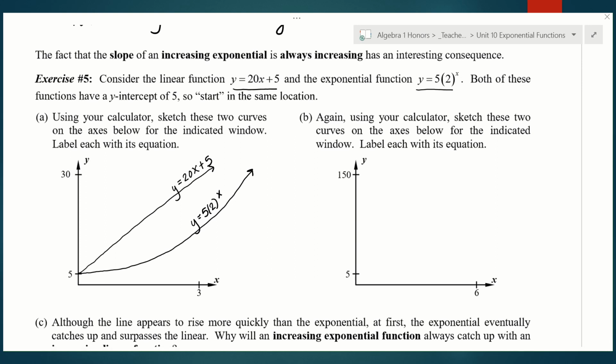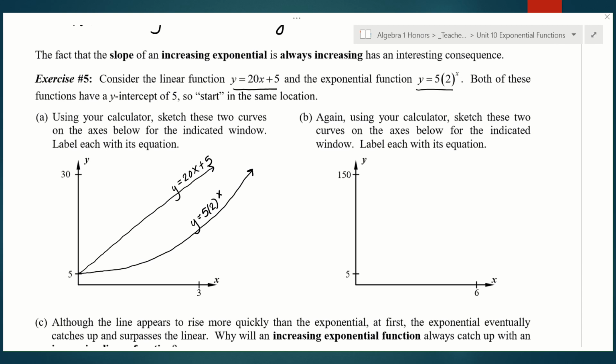Now part B says, again, using your calculator, sketch these two curves on the axes below for the indicated window. So we're not going to change any of our functions. It's the same two functions, but all they're asking us to do is to change our window. So go back into menu, window zoom, window settings, and now we are going to change our x max to 6. So still have a 0 for the min, but 6 for the max.